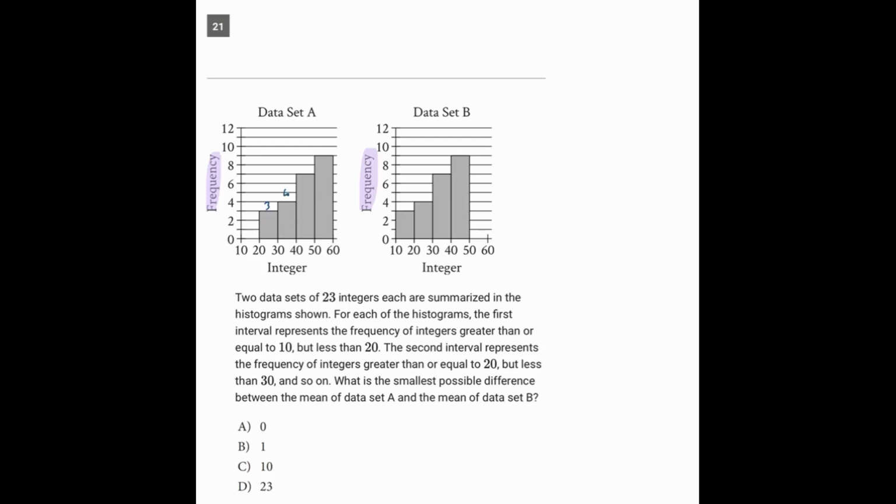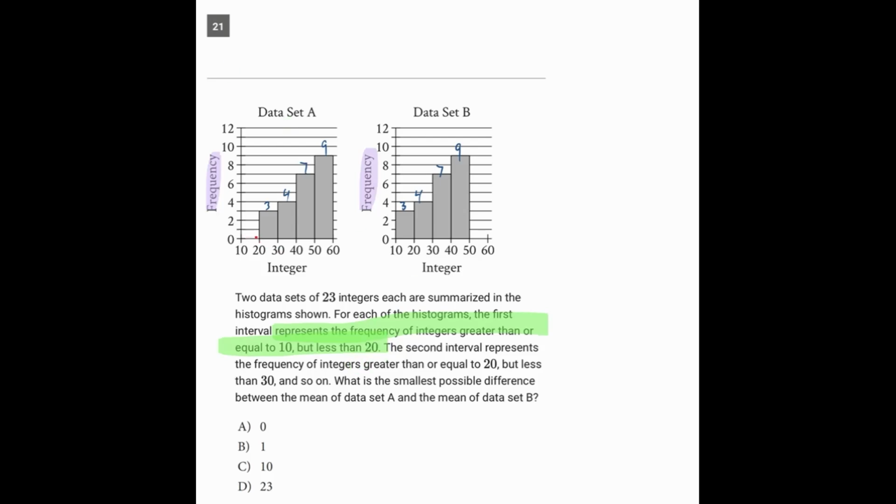And going on, we have 4 numbers in this area, 7 here and 9 here, and we have 3, 4, 7, and 9 numbers here. Now, in this question, we're being told that each interval represents the frequency of the integers that are greater than or equal to the number on the left, but less than the number on the right. So just explaining what that means.